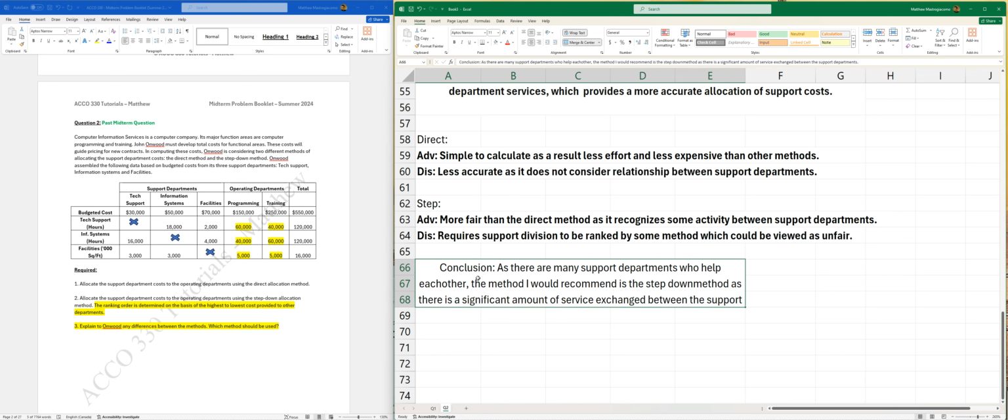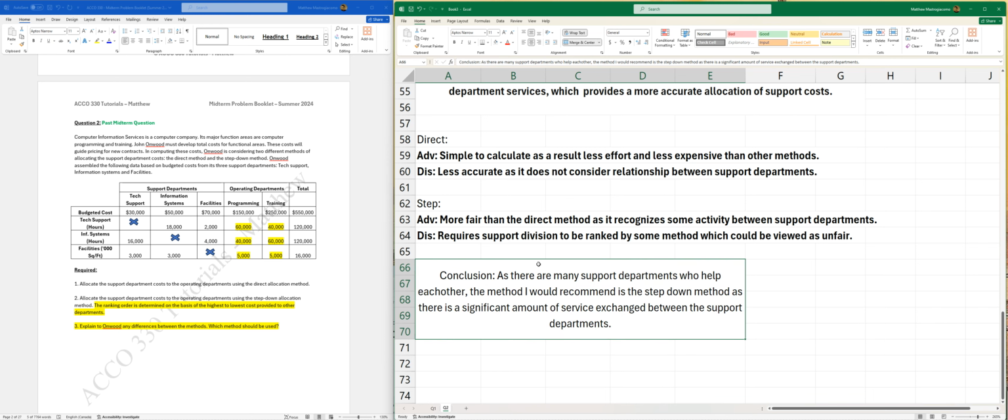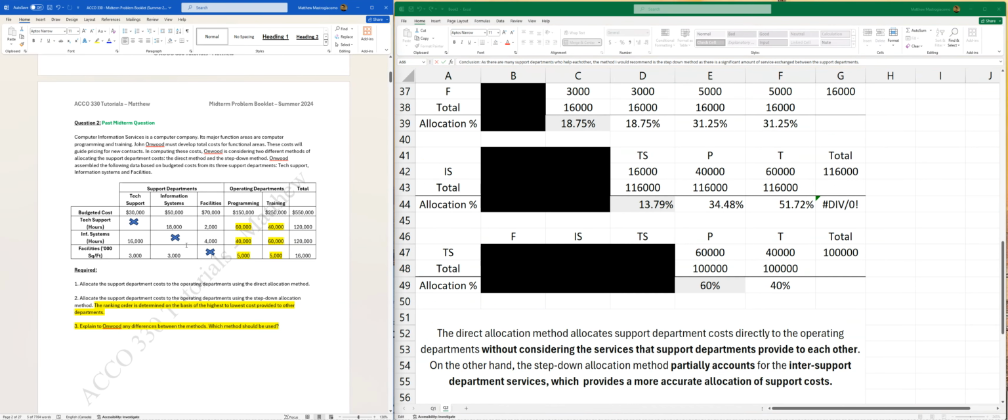Okay, now in conclusion, as there are many support departments who help each other, the method I would recommend is a step-down method, as there's a significant amount of services exchanged between the support departments. Okay, so guys, because there was a lot of support departments and there was a lot of exchange between support departments, I believe the step-down method is appropriate, right?